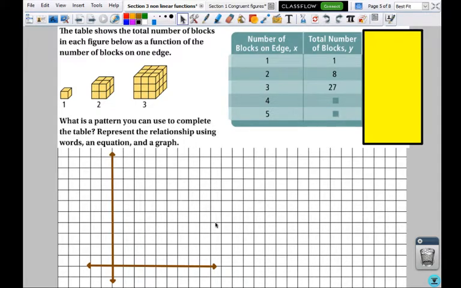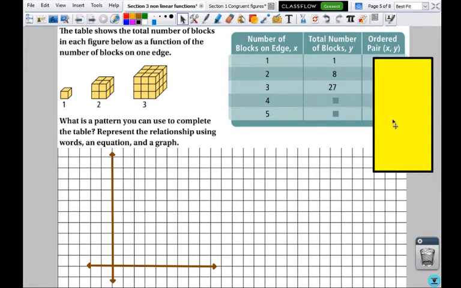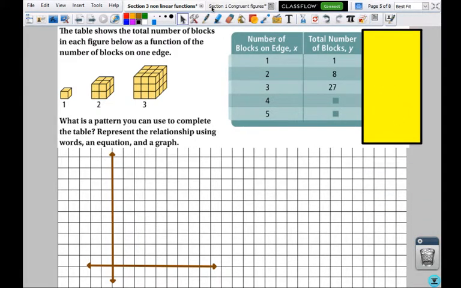And then I didn't cover it up on your paper, but we're going to ignore this last column because you guys know how to graph the next one. So I want to know, what is the pattern we can use to complete the table? And then we're going to represent this, let's take out the equation for right now and just do words in a graph. I'll make it a little bit easier. We're not going to do the equation part. So what I need to do first though is figure out this table.